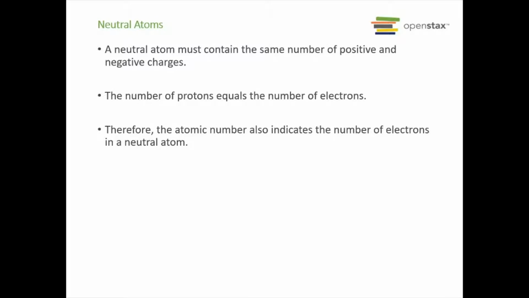Now, if we have a neutral atom, so no charge overall, that means it has the same number of positive and negative charges, which means the same number of protons as electrons. So the atomic number also tells us the number of electrons in a neutral atom. Keep that in mind. This is for a neutral atom.